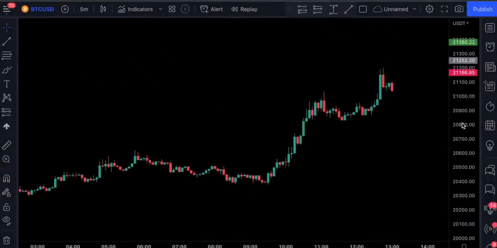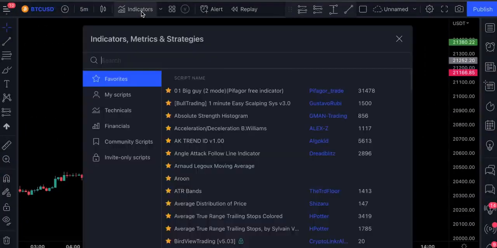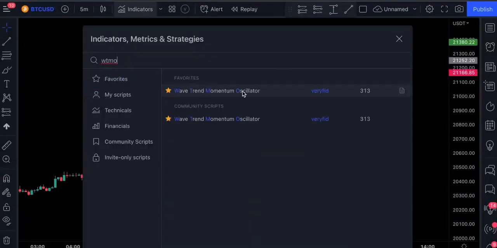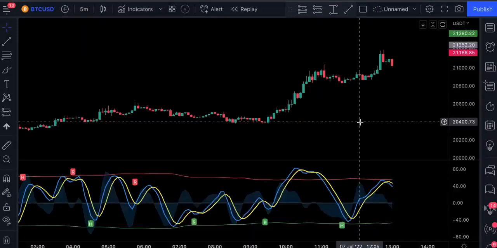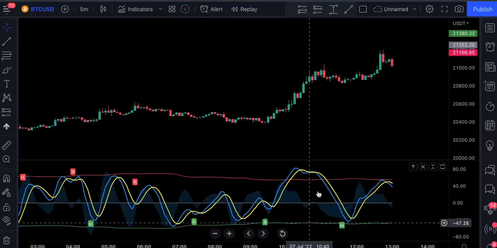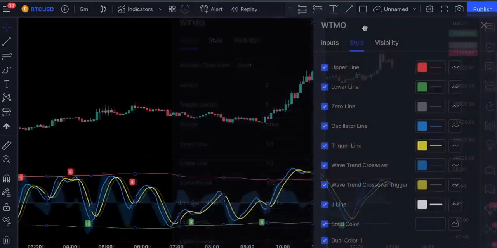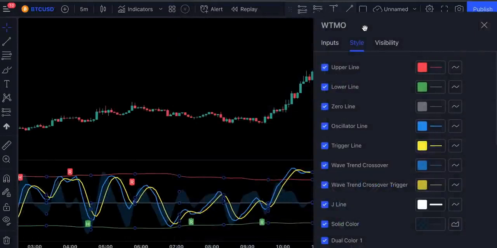Alright, so in second place we've got a really interesting indicator called WTMO, Wave Trend Momentum Oscillator by Verifid. This is a great oscillator, and besides these 3 moving averages, it also provides overbought and oversold areas. If we access its settings, we see that it has many options for customization, and in the style section we can see what this indicator consists of.